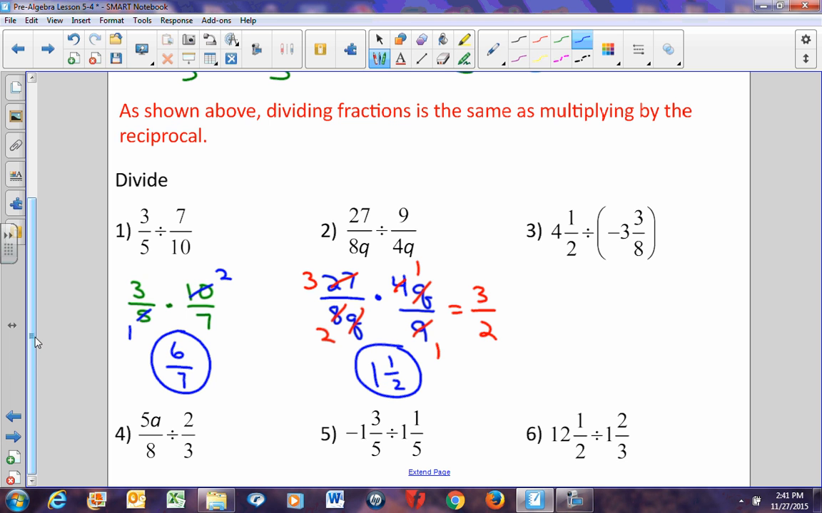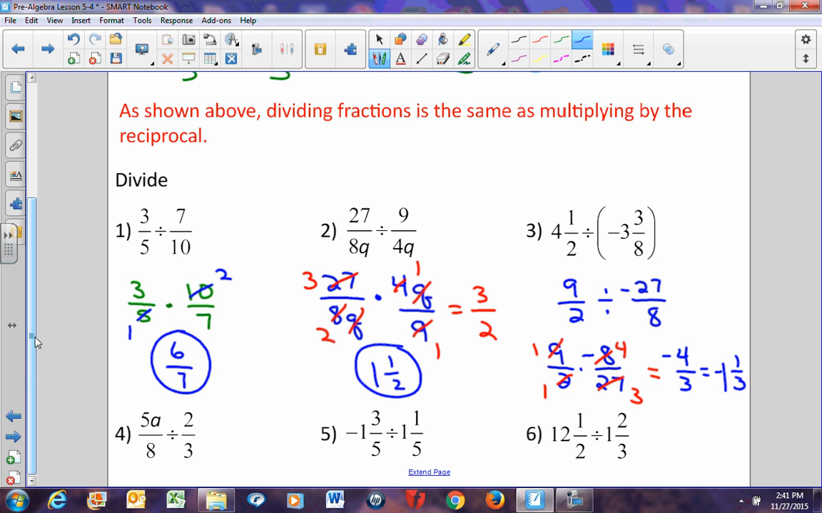So 4.5, if I change that to an improper fraction, that becomes 9/2. Divided by, notice I kept it in its same form. 8 times 3 is 24. 24 plus 3 is 27, so negative 27/8. So keep it in its original form. Now do keep, change. So 9/2 times negative 8/27. It doesn't matter where your negative sign comes. I have a tendency to put it up top because I like it there. Okay, 2 goes into itself once, it goes into 8 4 times, don't forget your negative. 9 goes into itself once, it goes into 27 3 times. So we end up with negative 4/3, which is negative 1 and 1/3.